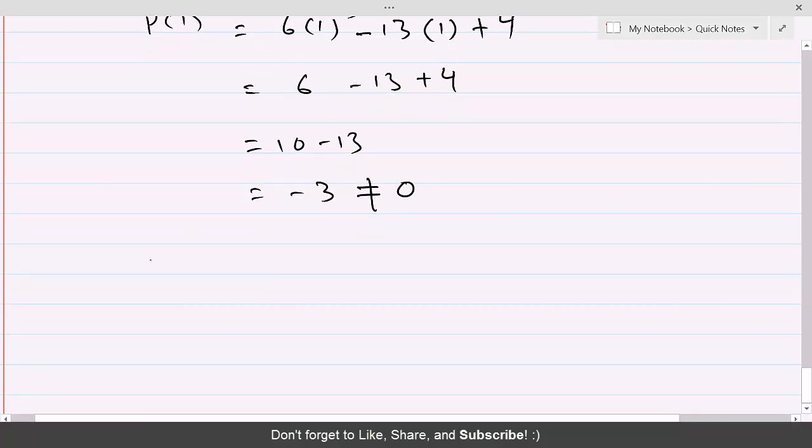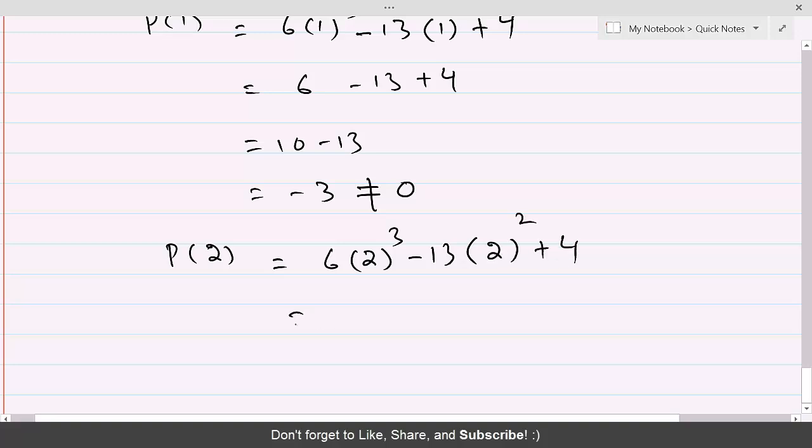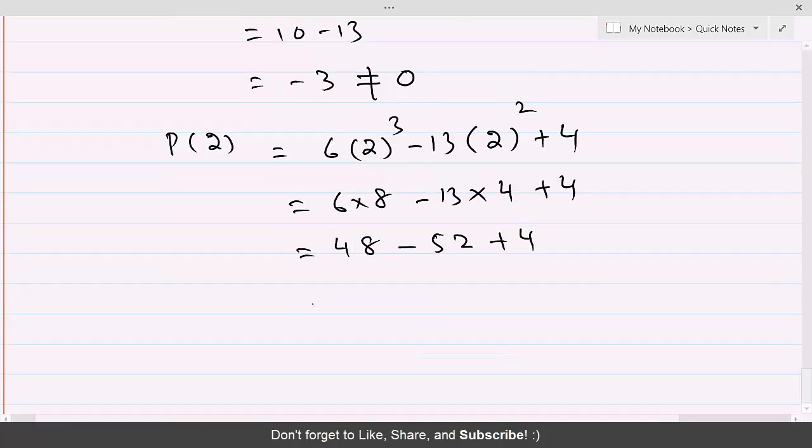Let's try 2. P of 2 is equal to 6 times 2 to the power 3 minus 13 times 2 to the power 2 plus 4. 2 to the power 3 is 8, so 6 times 8 is 48, minus 13 times 4 is 52, plus 4. We can see here that 48 plus 4 is 52, minus 52 is going to give us 0.